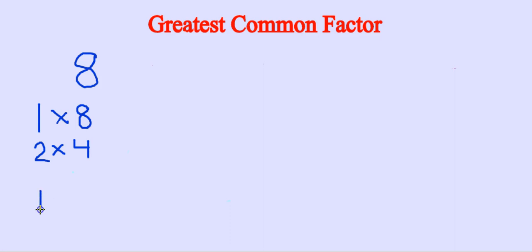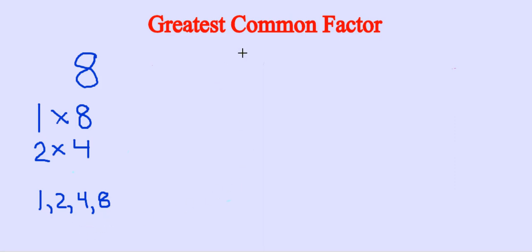A lot of people like to write the numbers in order to make it a little easier to see. You don't have to do that, but I'll show you. If I write them in order, 1, 2, 4, 8, from smallest to biggest, then I can look at them more easily. So my factors of 8 are 1, 2, 4, and 8.